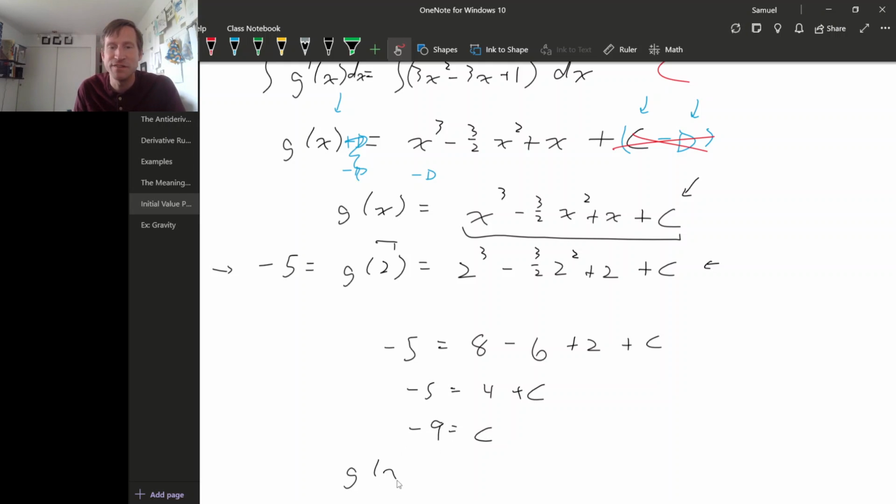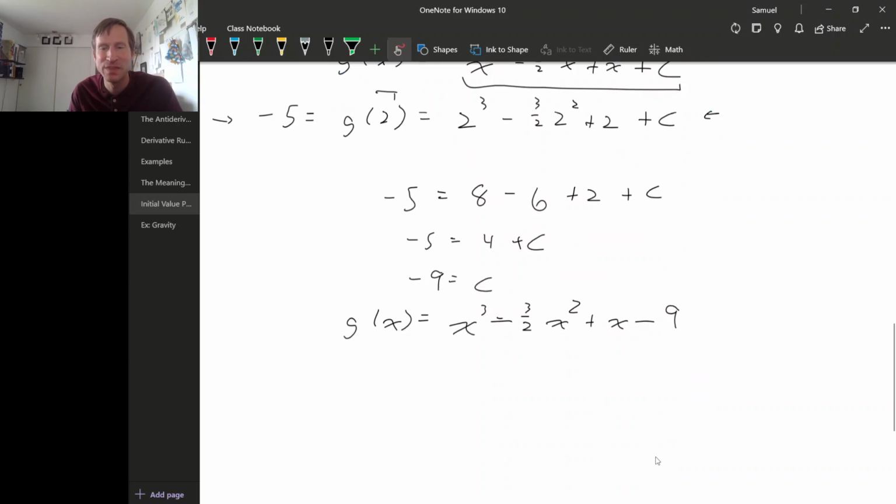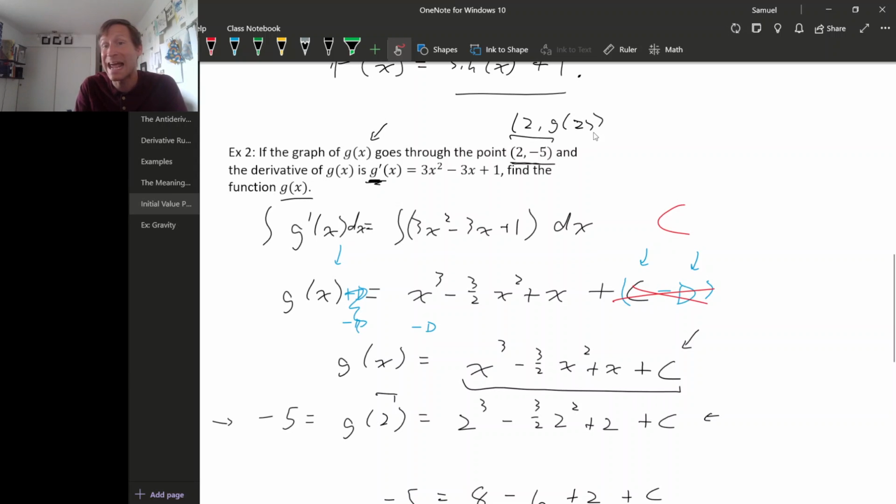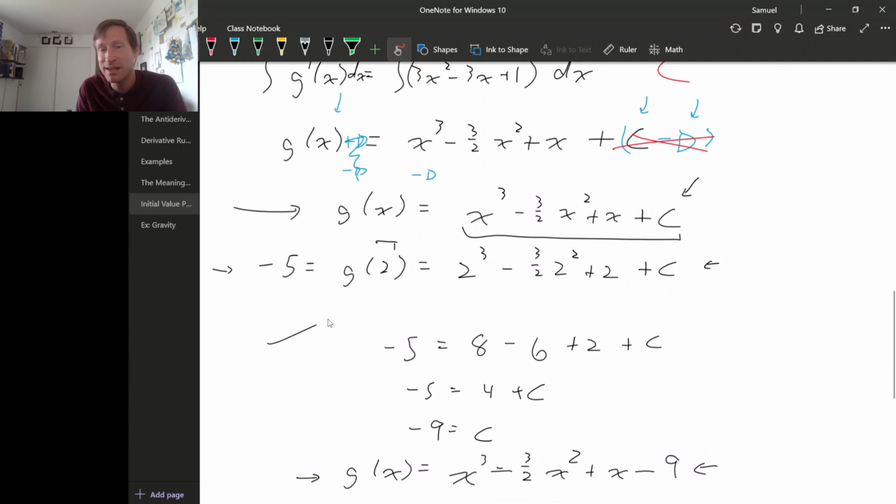And now we know what g of x is. We've found the only antiderivative of g prime that goes through that point. So it's x cubed minus 3 halves x squared plus x minus 9, right? Because plus negative 9 is minus 9. So if you have any function that you want an antiderivative for and a single point, you can find an antiderivative that goes through that point just by calculating the antiderivative, plugging in the point that you know, and finding the unknown constant.